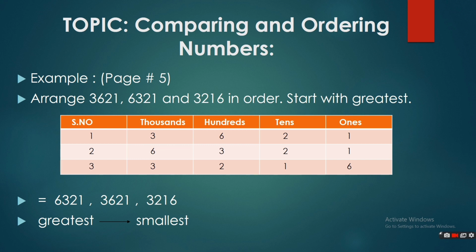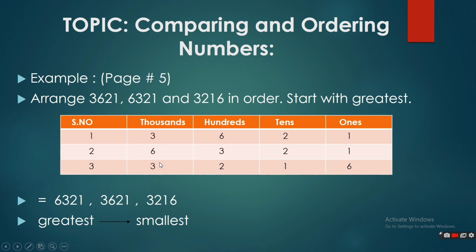So let's start from the thousands place. First we will compare these numbers, and among these numbers we will see which digit is greater. So over here among these three digits 6 is greater, so it means 6321 is greater. So we will write this number first, and the rest of the two numbers again we will compare these two digits. So over here the rest of the two digits are same, 3 and 3.